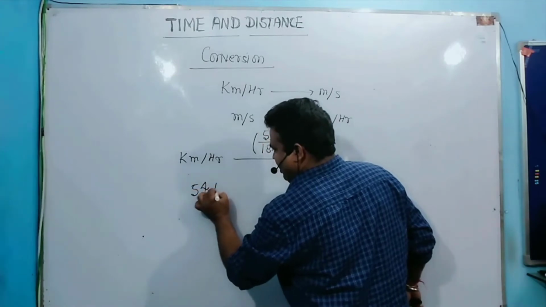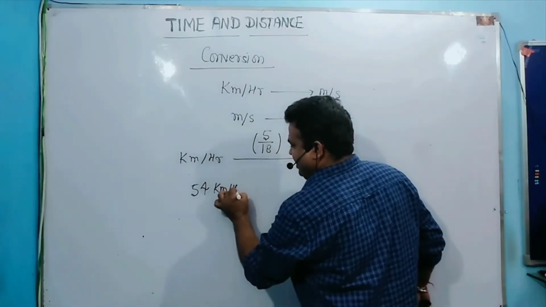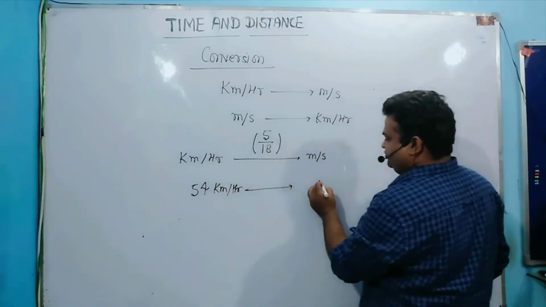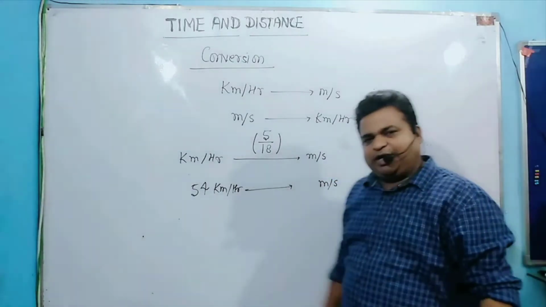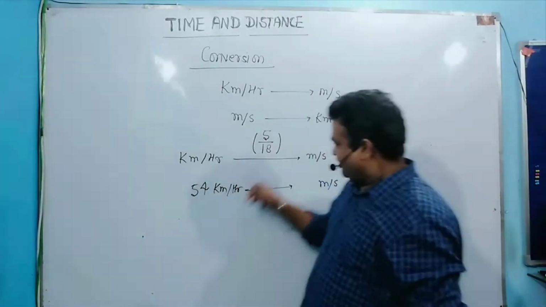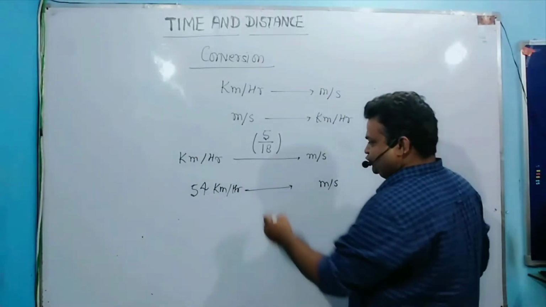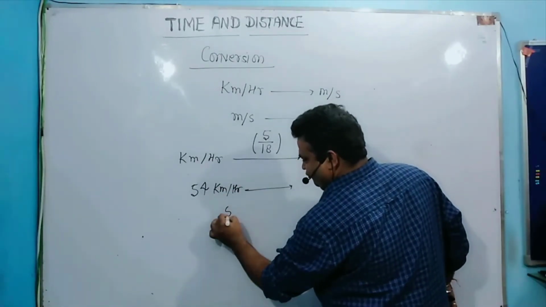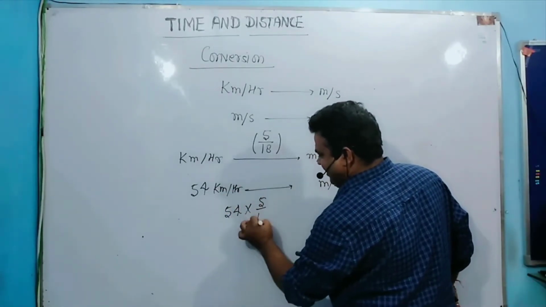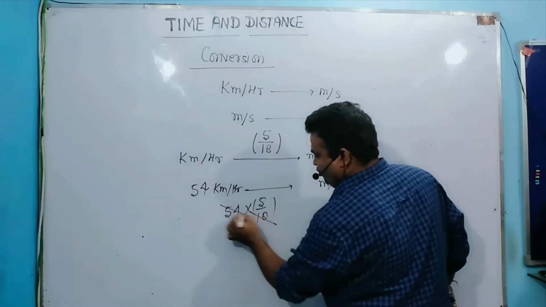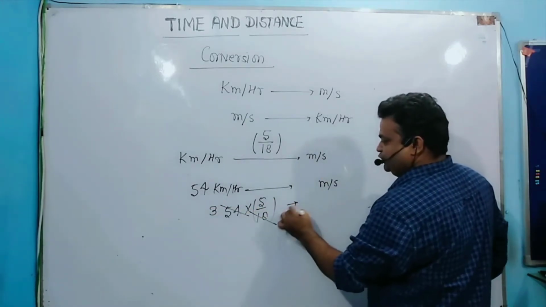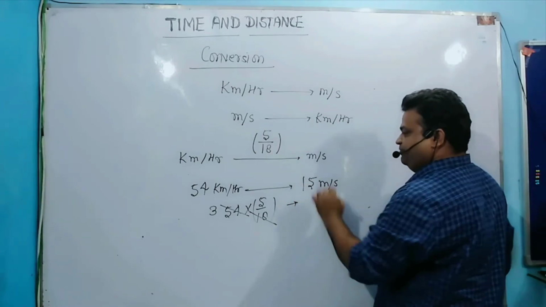For example, if you have 54 kilometer per hour, now you need to convert this value into meter per second. So what is your conversion factor? What is your multiplying factor? 5 by 18. So you need to multiply 54 by 5 by 18. When you multiply, what you will get? 18 3s are 54, so you will get 5 3s are 15 meter per second.